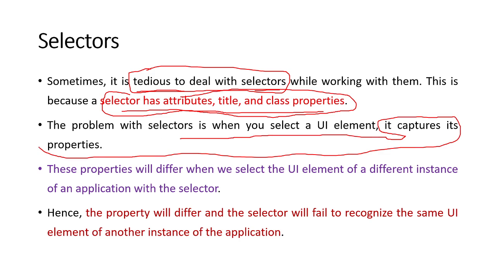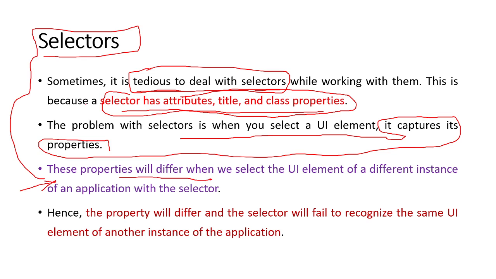The problem with the selector is that when you select a UI element, it captures its properties. The meaning of this is, when you choose the target element, suppose you choose the notepad editor as a target element, then automatically some of the properties or attributes will be chosen by the tool itself. I will give an example. Moreover, you already have seen this in the previous classes. And these properties will differ. This is the reason why it is usually difficult to deal with the selectors. These properties will differ when we select the UI element of a different instance.